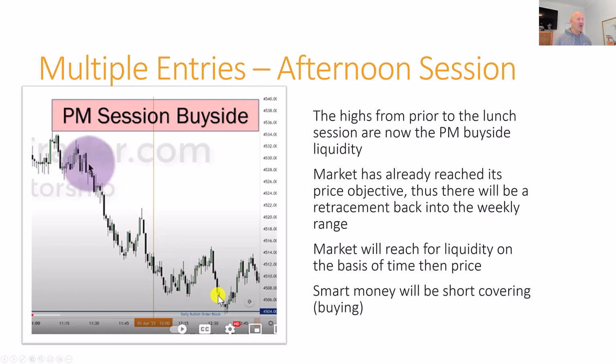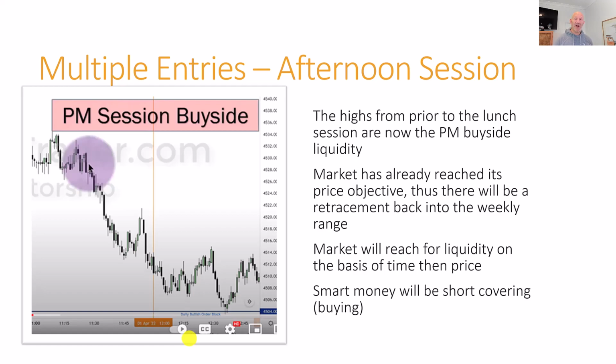And so now we're expecting price to go back up and start to seek this buy side liquidity from the morning session. So because the market's already reached its price objective, we're expecting a retracement back into this weekly range. So just remember, one of ICT's core teachings is that the market will reach for liquidity on the basis of time in preference to price. And so on this basis, we would expect that smart money has now reached their target. So they're now closing out their position. So they're going to be short covering, which means that they're going to be buying. So the market has now switched from having a bearish bias to now a bullish bias.